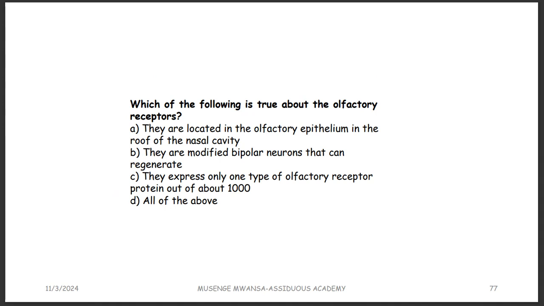Okay, the answer is all of the above. Do you actually know that we have different types of receptors for smell? Each receptor is supposed to respond to an odorant, but of course there can be those interactions. Do you know that the genes that code for smell are actually the most numerous in the body? That is because we have so many different types of smells.